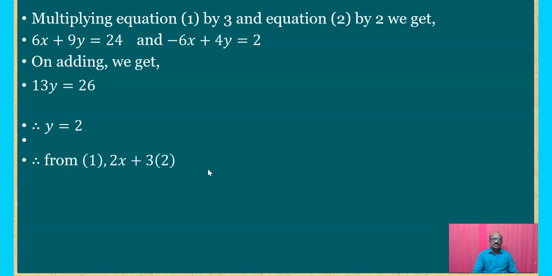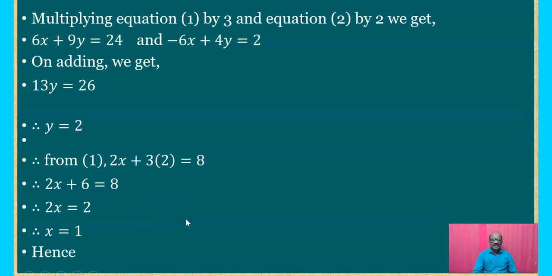Therefore, from 1, 2x plus 3 into 2, substituting the value of y, is equal to 8. 2x plus 6 is equal to 8, and 2x is equal to 2. x is equal to 1. Hence, x is equal to 1 and y is equal to 2.